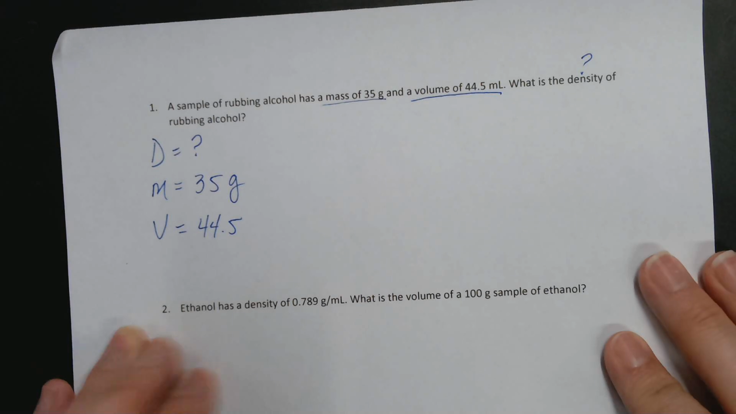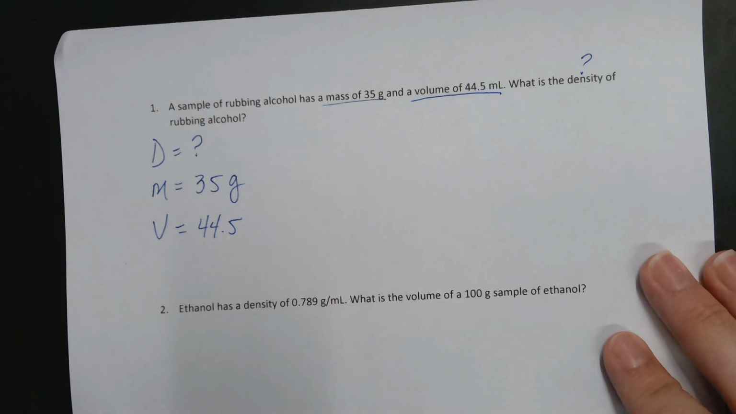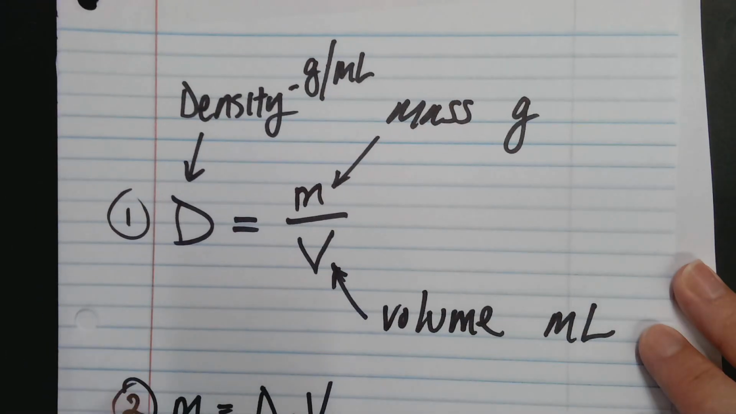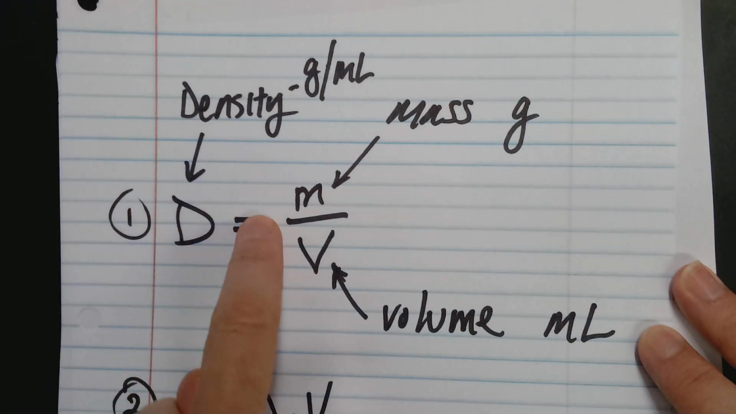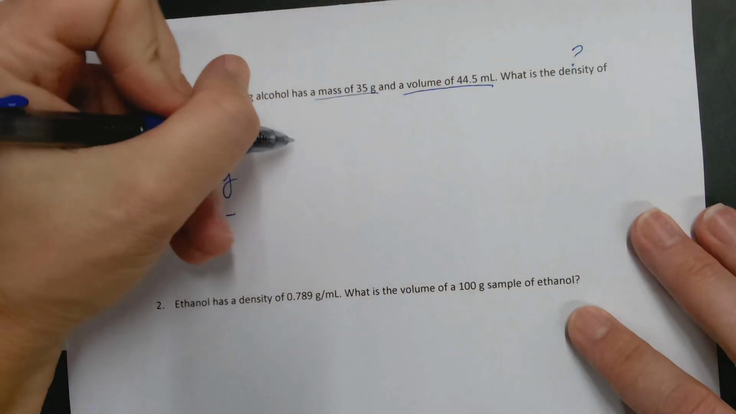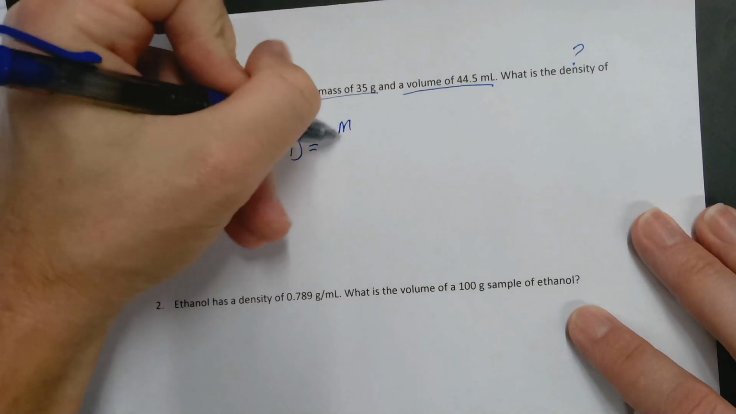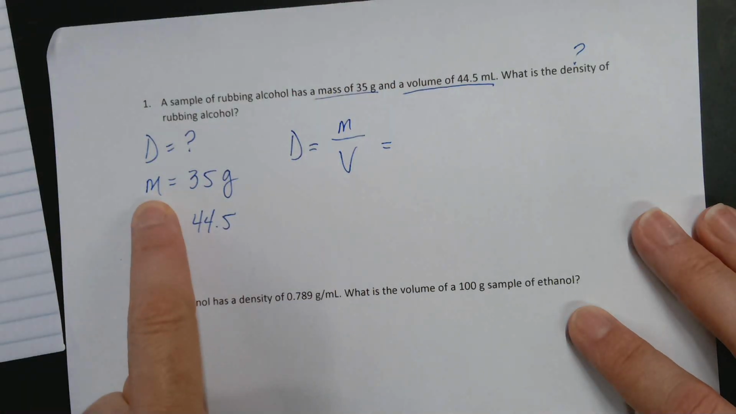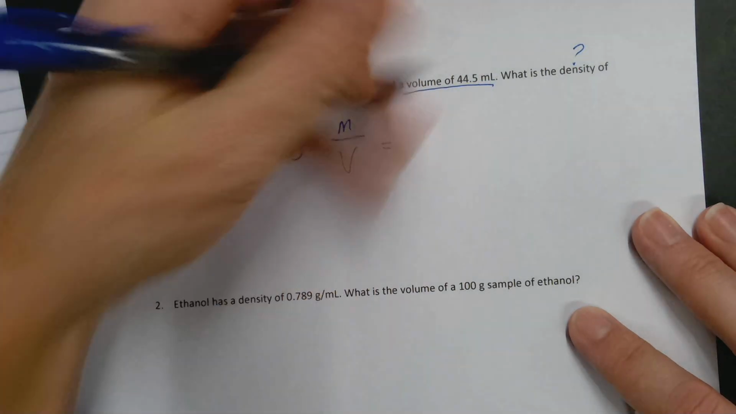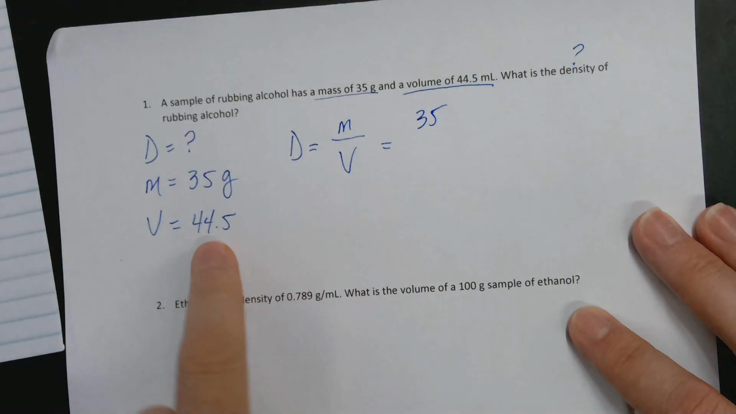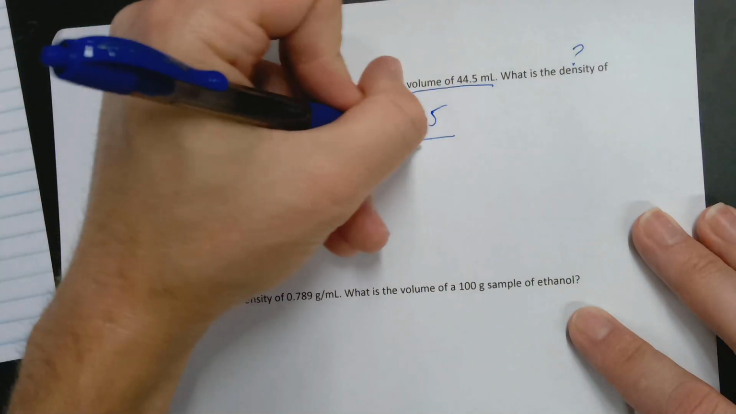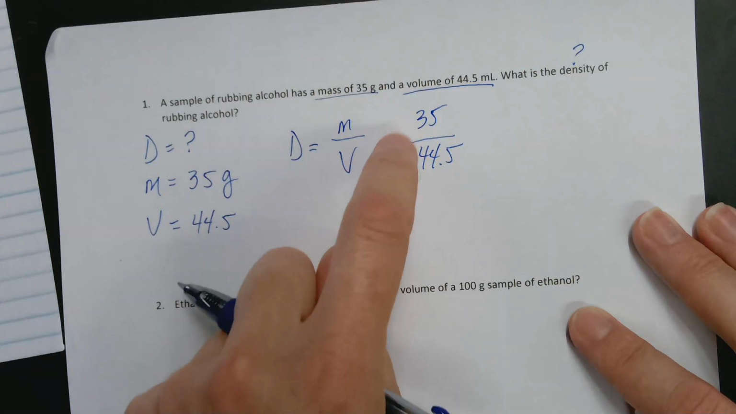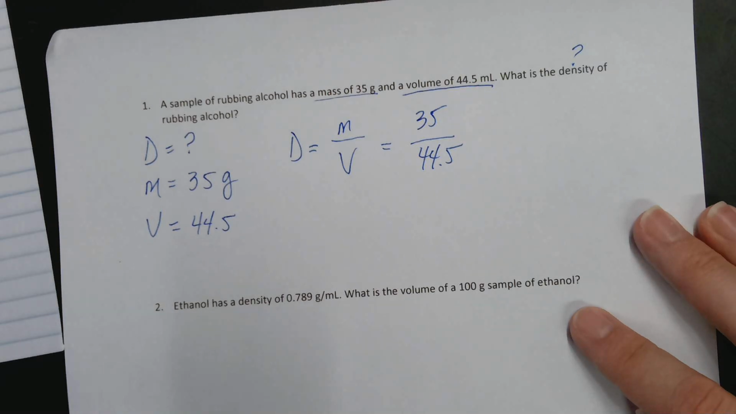So what I have to do is figure out which of these three equations I need to use. If I don't know the density, I want to use the equation that says D equals. So I'm going to use D equals mass divided by volume. I'm going to encourage you to just rewrite whatever equation you're using. That's a good way of remembering something. And then we're just going to plug in what we know. So we know M is 35, and we know V is 44.5. And so we're just going to divide 35 by 44.5.